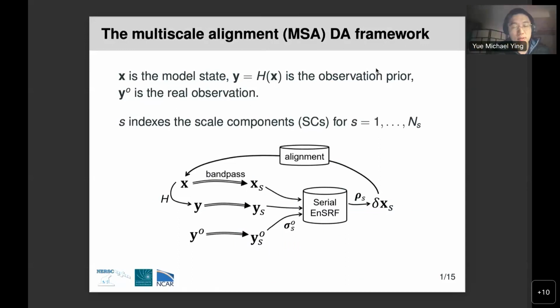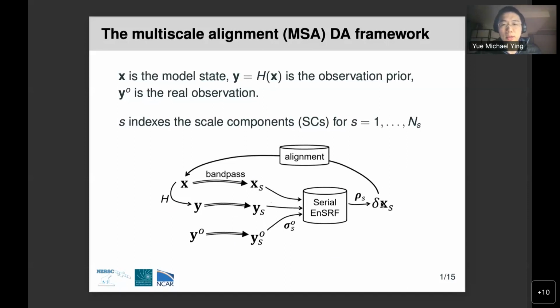So we break the state X with bandpass filtering into different scale components indexed by s from 1 to Ns. So this bandpass scale component is now considered the prior, and then the observations can be either filtered or unfiltered. Then these observation and state pairs are sent into the EnKF.